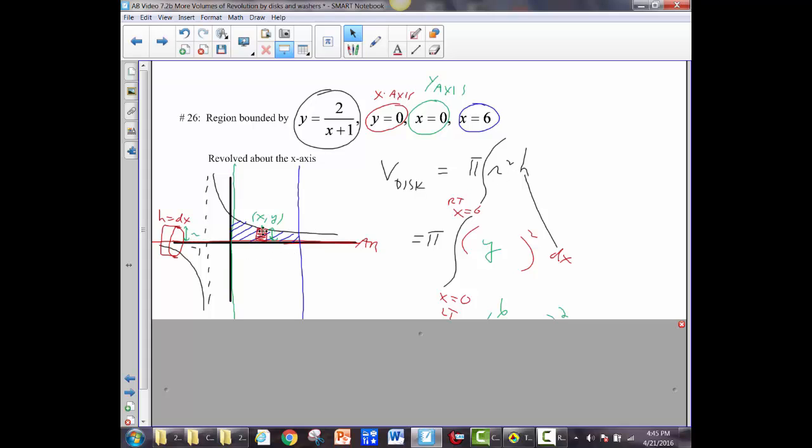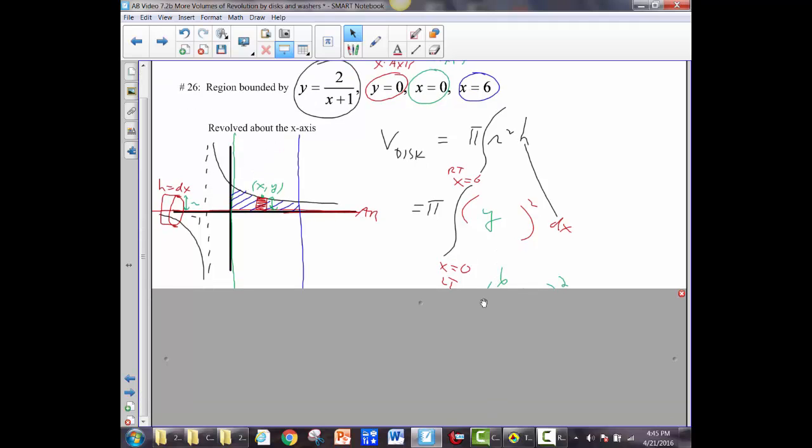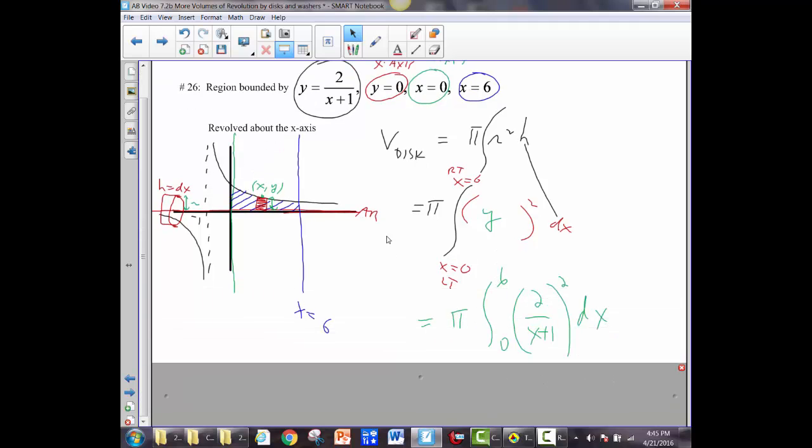My axis of rotation is horizontal. The rectangular strips have to be vertical. And when I rotate that, I will get a disk. My height is horizontal, so it's dx. My radius is the actual y coordinate in this graph, but I can't leave x's and y's together. So what I'm going to do is go back here and go, well, what is y? Y is 2 over x plus 1.